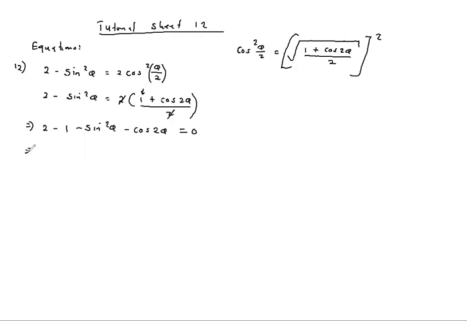So 2 minus 1, you get 1. And so you have 1 minus sine squared theta minus, what is cos 2 theta? Cos 2 theta is the same as cos squared theta minus sine squared theta.